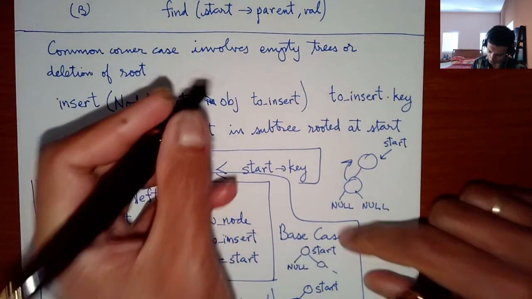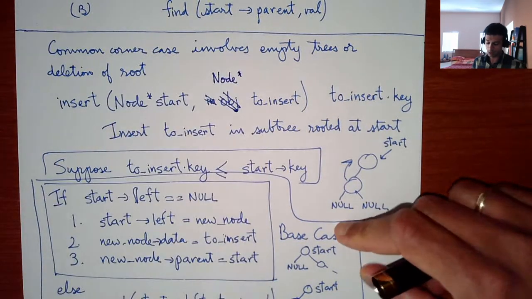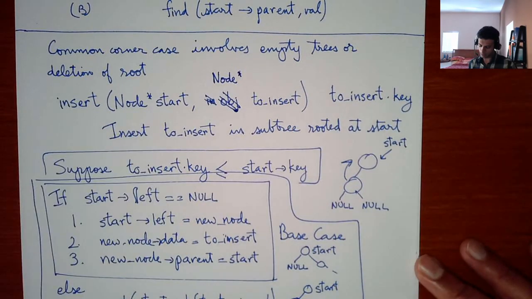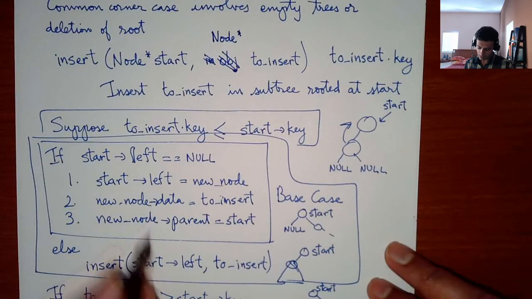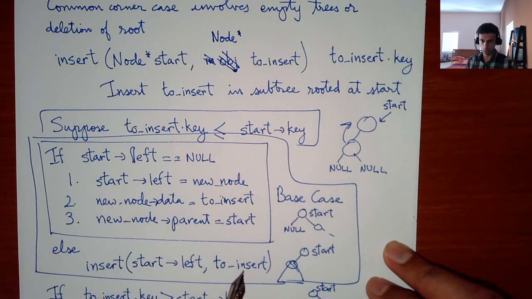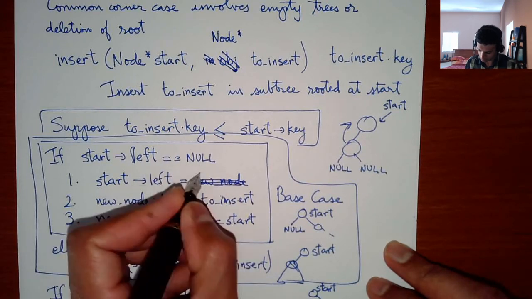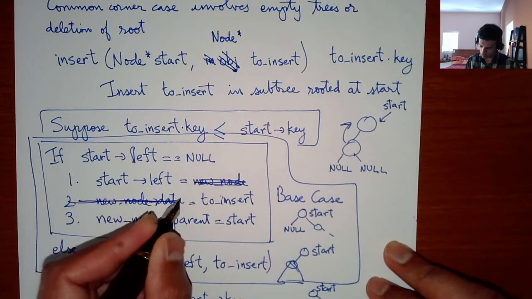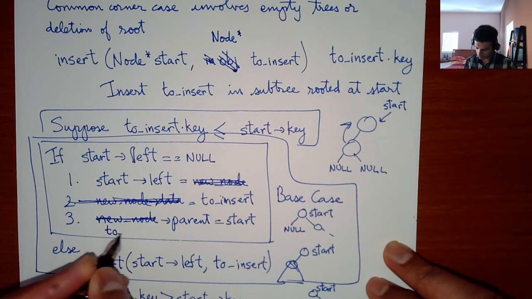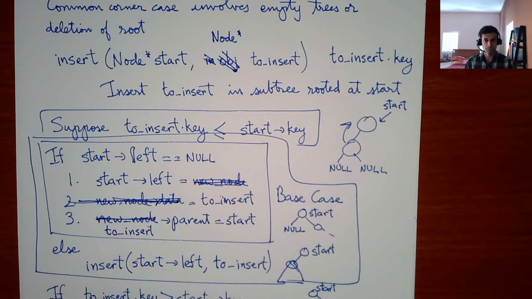Okay, so maybe I should just say that I could have made this a node, right? So I want to insert the node pointed to by this, and in that case, this would have simplified somewhat. I could have just said that start.left is to insert. And then I would say to insert's parent is start, right? So it would just be 2 lines.